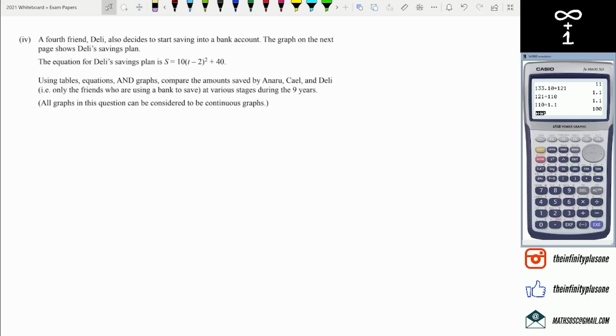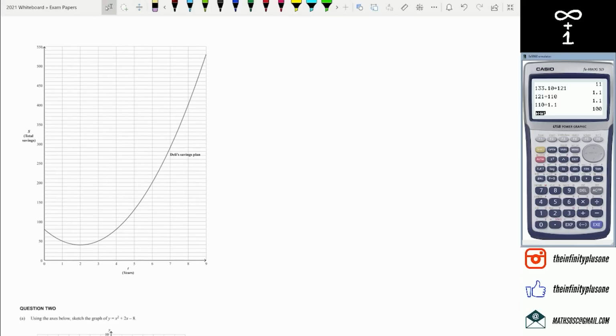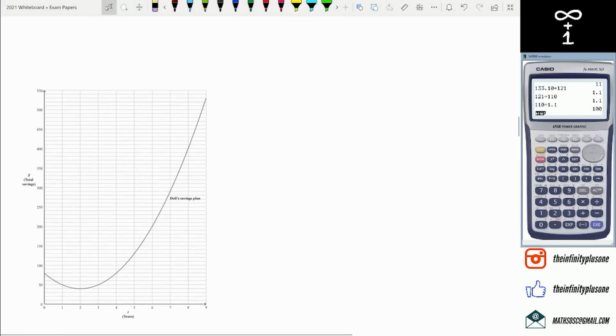All right, so our last part of question 1 is that we've got a fourth person now coming along. The graph on the next page shows Delhi's saving plans. Okay, so there we go. That's Delhi's saving plans. It is a quadratic.